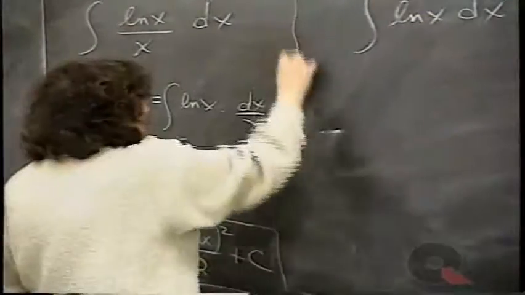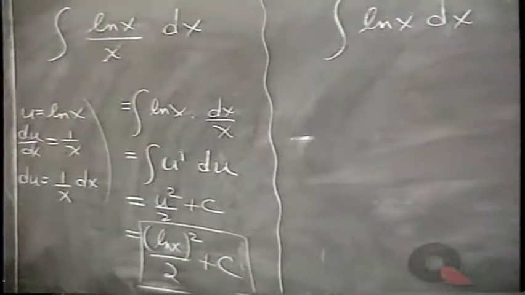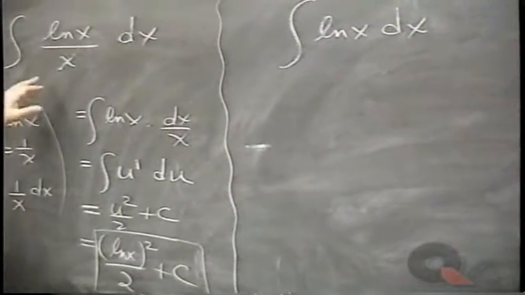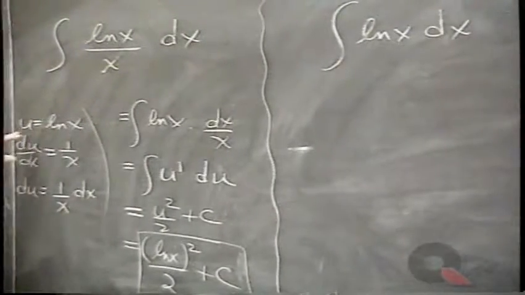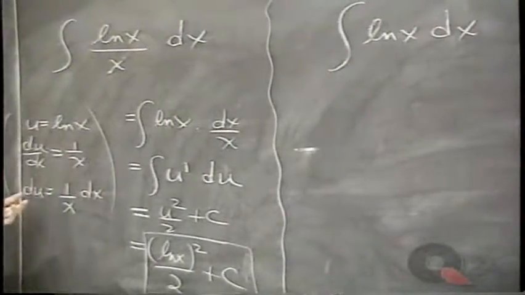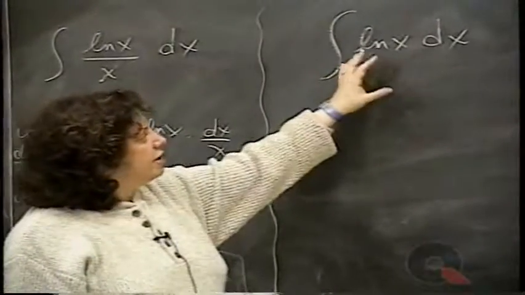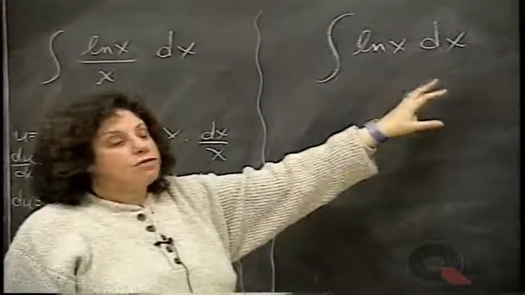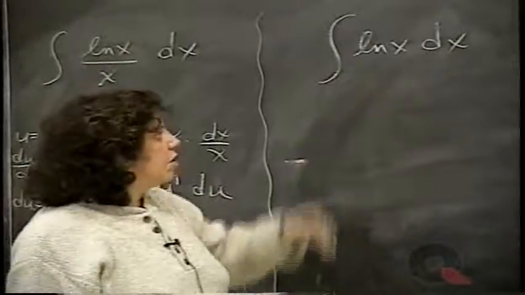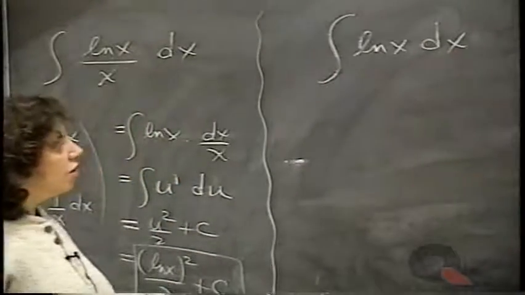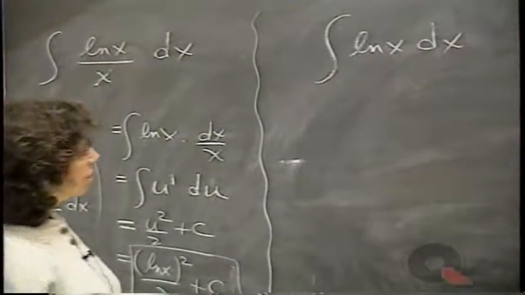Now, the second of these is not in basic form. I guess precisely for the same reason that the first one was. In other words, if u is ln x, du is 1 over x dx. So that substitution isn't going to work here. If u is ln x, you do not have du. This is not a u to the 1 du. Okay. So here we're going to try integration by parts.